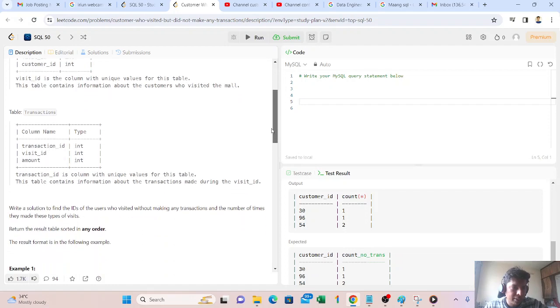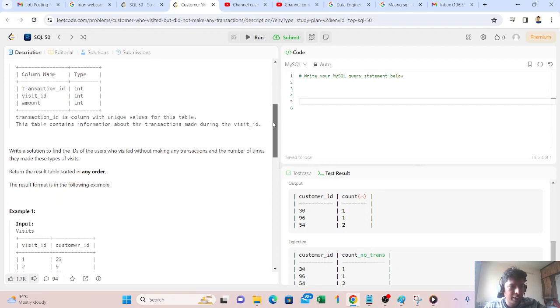Now the other table is transactions, where transaction ID is the column with unique values for this table. This table contains information about the transactions made during a particular visit ID. Write a solution to find the IDs of the user who visited without making any transaction and the number of times they made this type of visit. Return the result table sorted in any order. So basically we have to find those customers, the visit IDs of those customers who visited but did not make any transactions. Okay, let's see the example quickly.